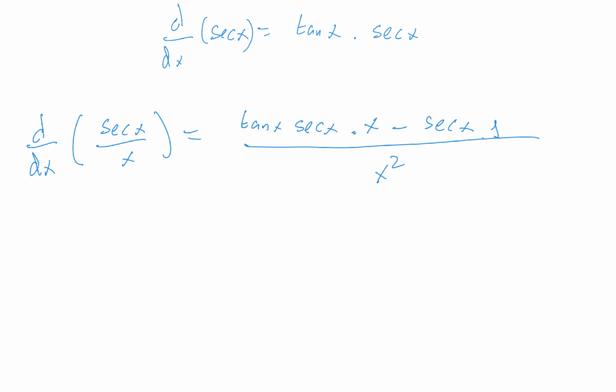What will we have here? We will have here secant x multiplied by x tangent x minus 1, divided by x squared. And the problem is solved.